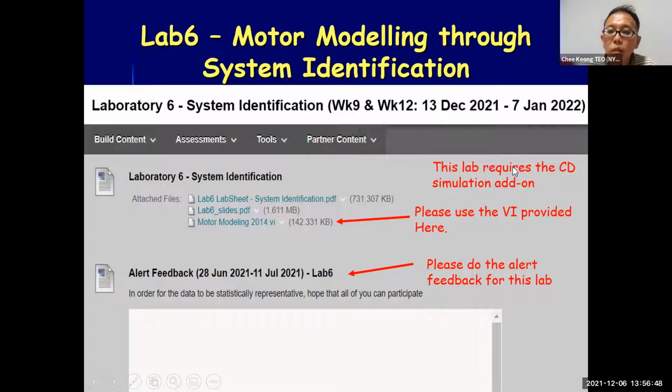Also for this particular lab, if you are running LabVIEW at home, you basically need a Control and Design Simulation add-on, right? And of course, there's also alert feedback for this week. So if you've got time, please try to do it.